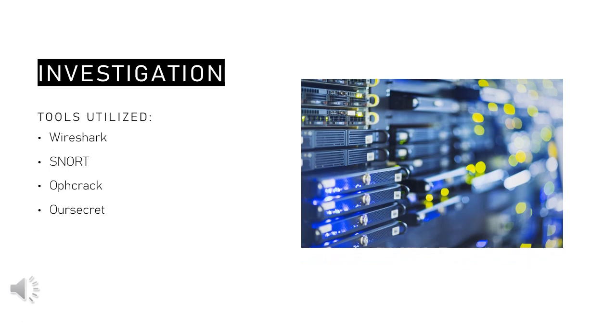Investigation. Tools utilized. Wireshark is a network protocol analyzer used to examine and analyze network traffic that is transmitted over the network. This tool was utilized to find pertinent information about the source. Snort, an open source intrusion detection and prevention system, detects and prevents network attacks. Snort rules were created to configure alerts based on signatures and keywords. Offcrack, a password cracker, was used to recover the password in a ransomware attack. OurSecret used digital hiding techniques to hide and encrypt files.